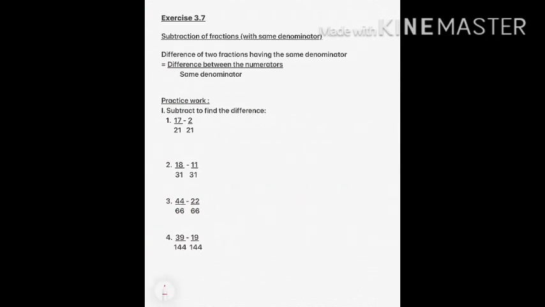Now here, subtraction of fractions with the same denominator. Again, with the same denominator means it's a like fraction. So for subtraction also, you have to find the difference between the numerators and the denominator will remain the same. So in this case also, denominator will be the same. I will take one common here and then I will subtract the numerators. 17 minus 2, that is 15.